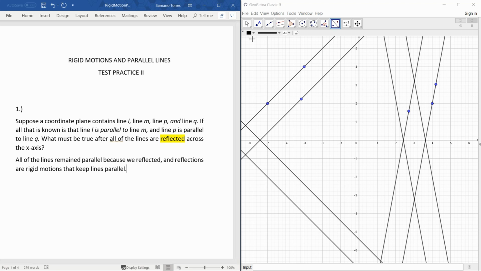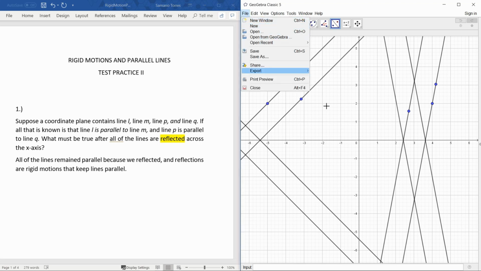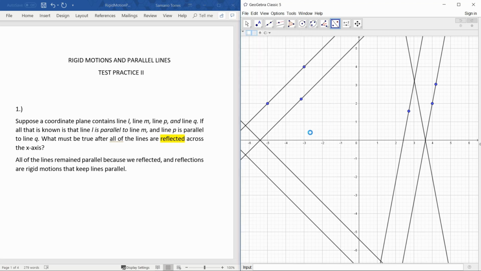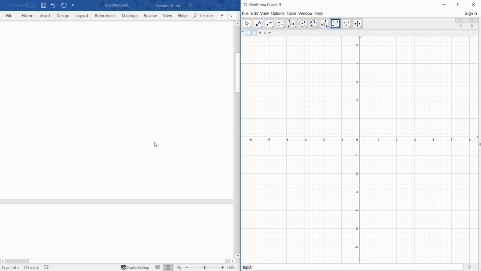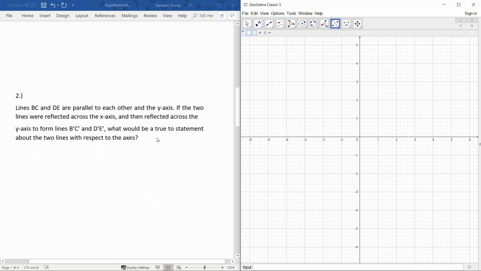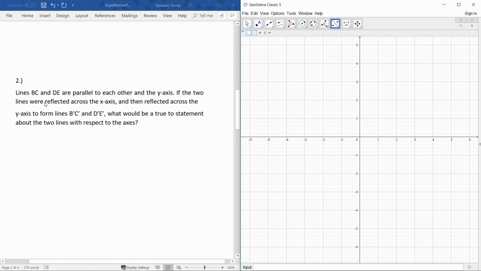All right. So let's go to this next question. What's this next question say? This next question says lines BC and DE are parallel to each other and the y-axis. So let's get some lines going for visuals. So first things first, right? It says lines BC and DE are parallel to each other and the y-axis.